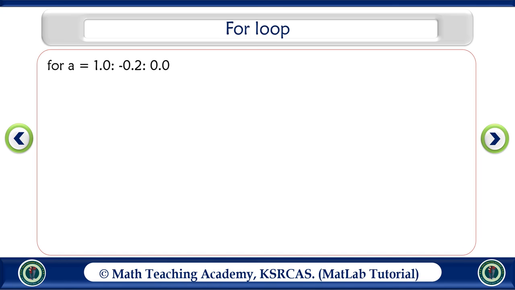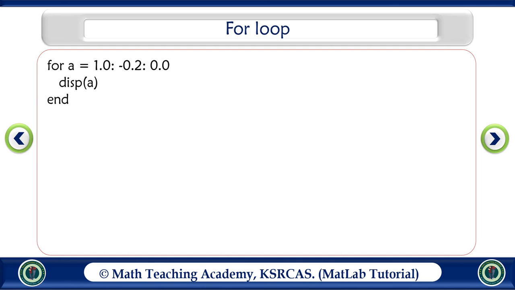Have a look at this example. For a is equal to 1.0 colon minus 0.2 colon 0.0 and then disp of a end. Now let's see what this coding will do. Now the present value of a is 1. And then the next command is disp of a. So the value of a is displayed on the screen. So 1 is displayed on the screen.